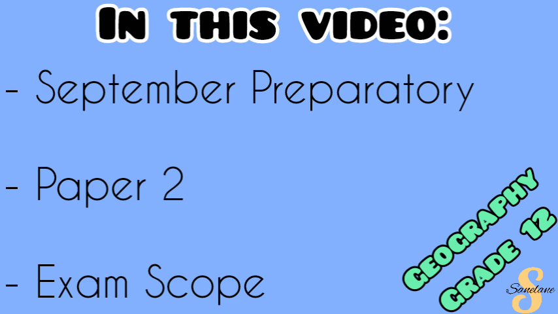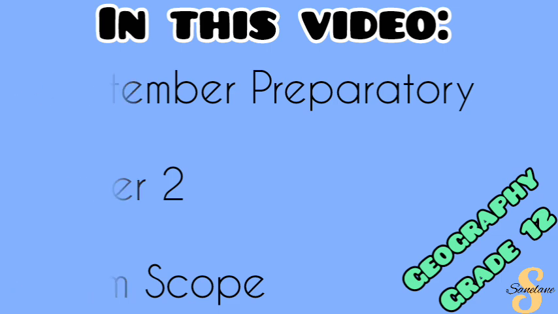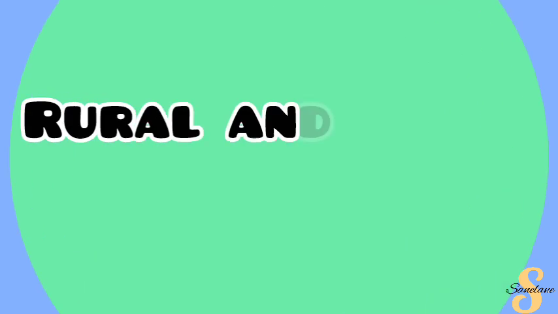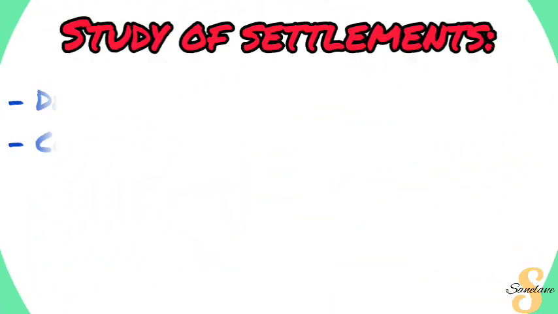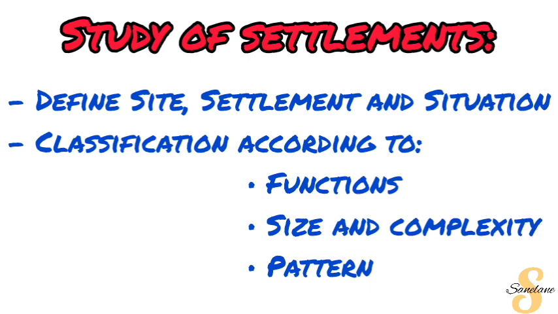In it, we are going to be looking at all the topics that fall under your paper 2 and what to cover under each of them. The first topic under your paper 2 scope is going to be rural and urban settlements. With rural and urban settlements, it is divided into 3 sections that you need to make sure that you cover in full before you can say that you are ready for this topic.